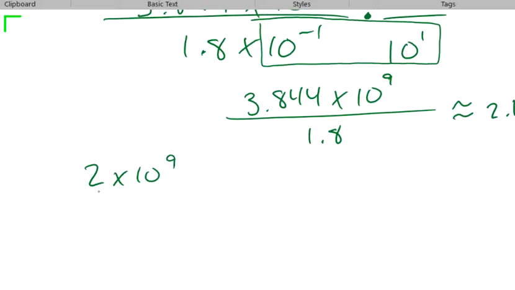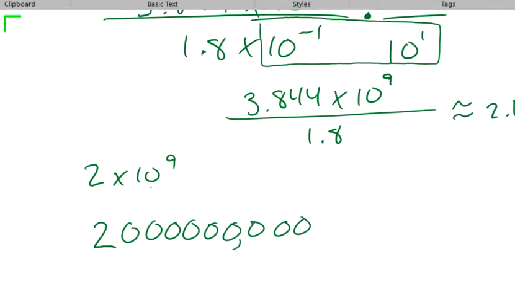So what I need to do is add a lot of zeros to that. That's 1, 2, 3, 4, 5, 6, 7, 8, 9 zeros. So if I look at this, that's 2 billion pencils. That's hundreds, hundred thousands, millions, billions. So about 2 billion pencils to reach the moon.